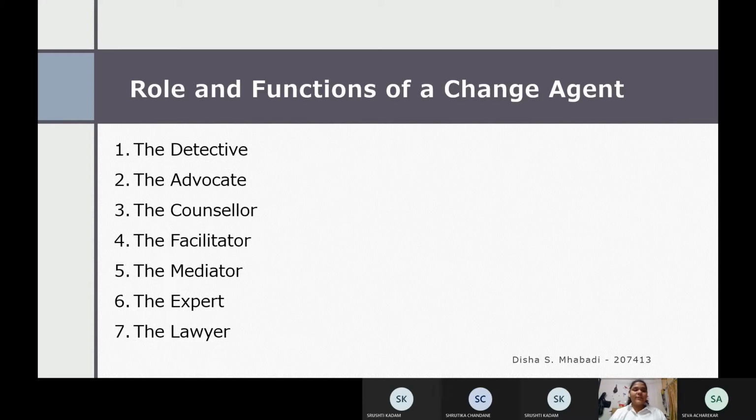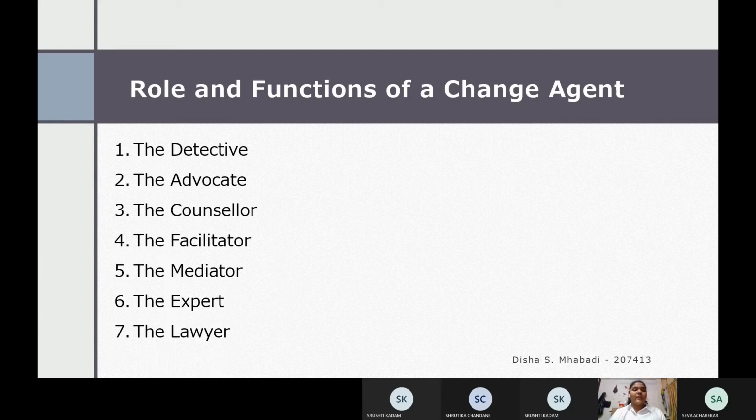The change agent has to perform the following roles in the organization. There are a total of 7 roles the change agent has to perform. First, the detective. Implementing change is not a straightforward activity. Dealing with people's behavior and attitude requires the change agent to understand the dynamics of the organization. The change agent focuses on the steps that need to be carried out in order to bring the change and to overcome the obstacles that would prevent the change from taking place. As a detective, the change agent must be observant and possess analytical skills.